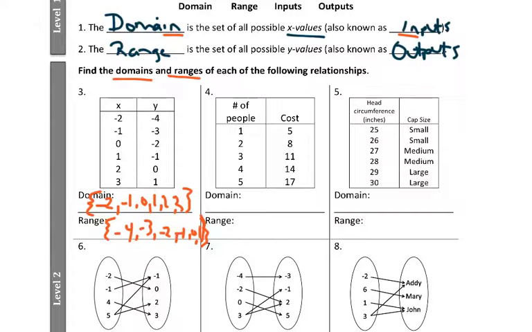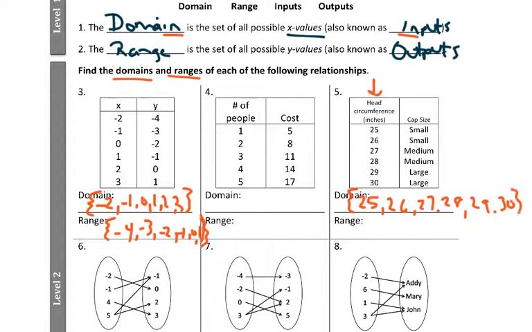Okay. Next up, we've got number 5. So what are the possible inputs on number 5? Well, it's going to be this stuff in this column here. It's our head circumference in inches. It's almost like you need to measure your hat or your head to get a baseball cap size. So here we've got 25, 26, 27, 28, 29, 30.